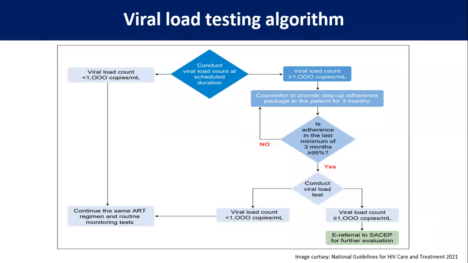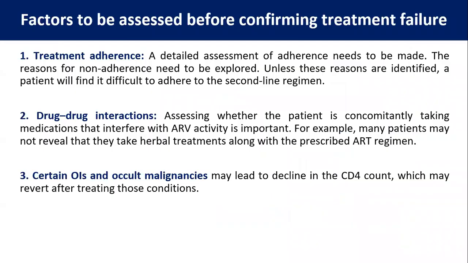After the repeat viral load testing, after 3 months of good adherence, if the viral load is less than 1,000 copies per ml, then we continue the same ART regimen and monitor the patient routinely as per guideline. Now, if the viral load is equal to or more than 1,000 copies per ml, then we refer the patient under e-referral for further evaluation.